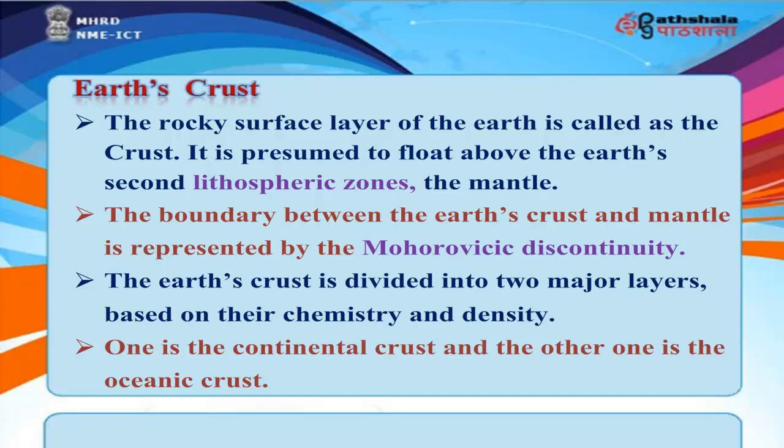It is presumed to float above the Earth's second lithospheric zone, the mantle. The boundary between the Earth's crust and mantle is represented by the Mohorovičić discontinuity. The Earth's crust is divided into 2 major layers based on their chemistry and density. One is the continental crust and the other one is the oceanic crust.